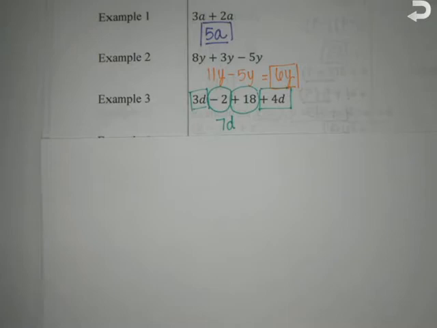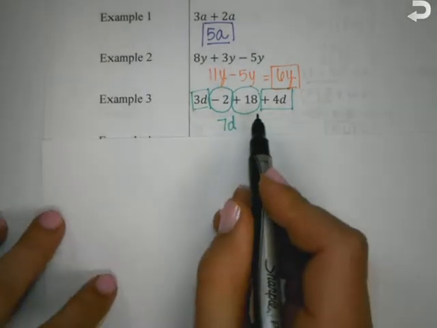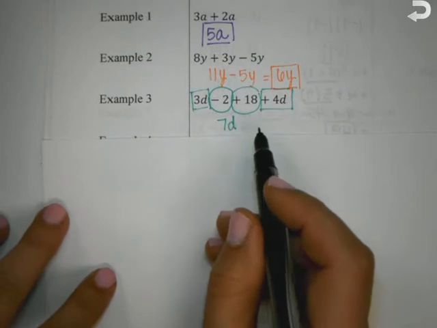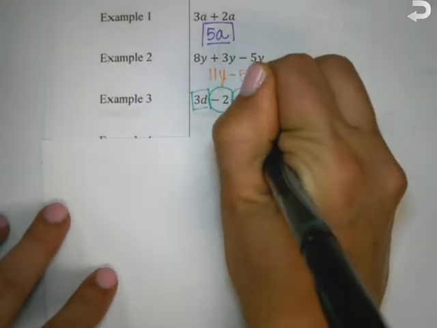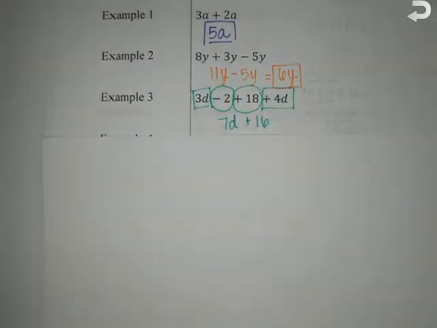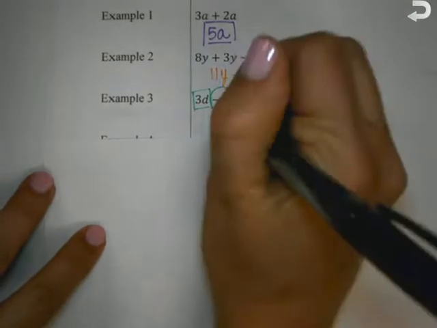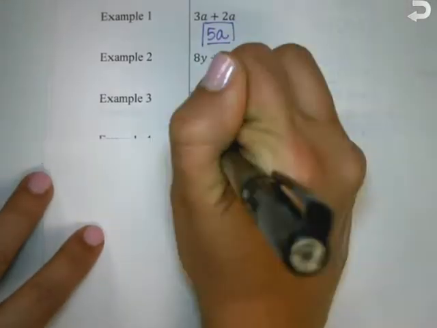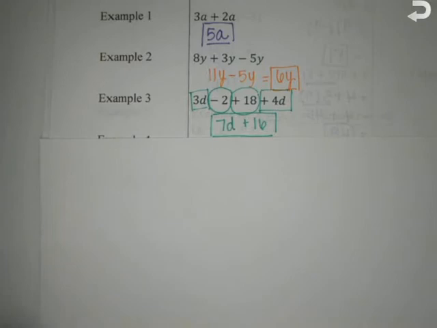And remember, I always like to put the variables first. Okay, if there's more than one variable, what order do I put them in? Alphabetical order. Okay, what is negative 2 plus 18? Positive 16. So 7D plus 16. Can I combine these two things? No, they are not like terms. So is it okay to leave my answer like this? It is. So that's my answer. Do you guys remember this?